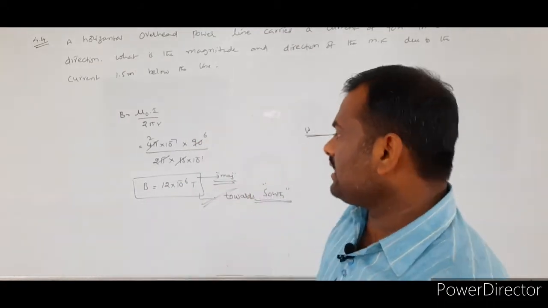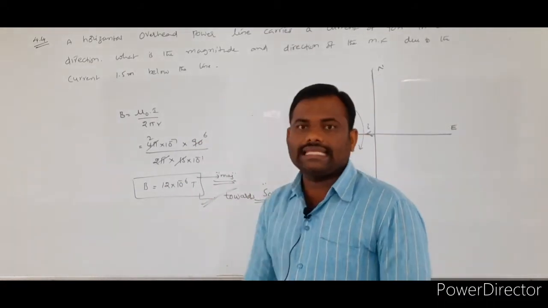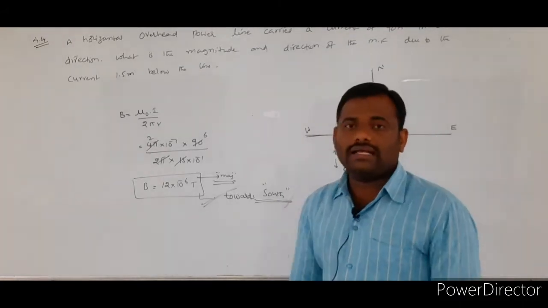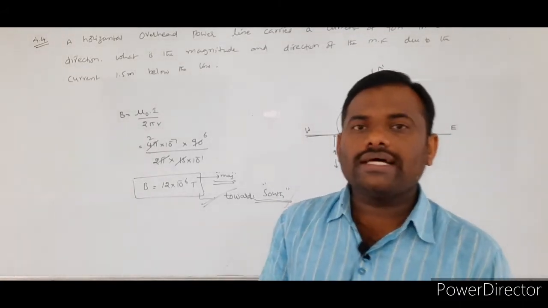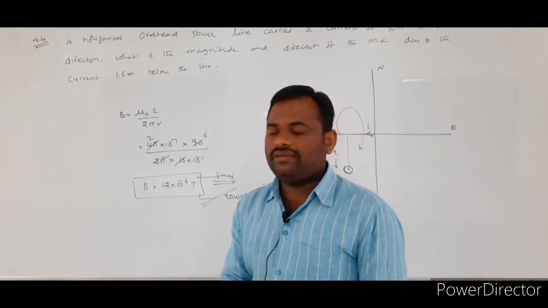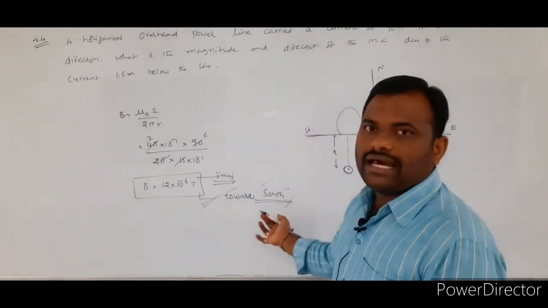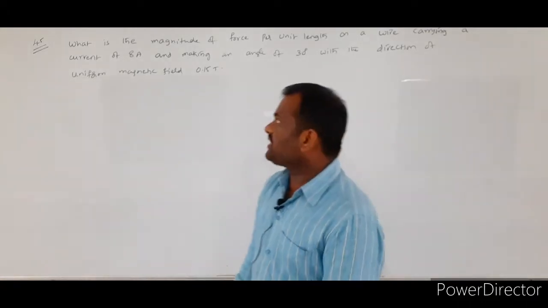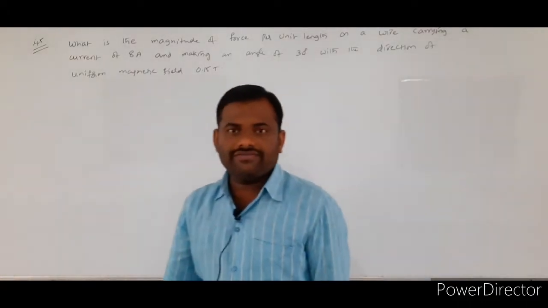The answer is 12 into 10 power minus 6 Tesla, which is the magnitude, and the direction of the magnetic field is south. So while you are assuming the directions, be careful. According to that, you will get the direction of the south. Okay. Next, coming to the next numerical, 4.5.